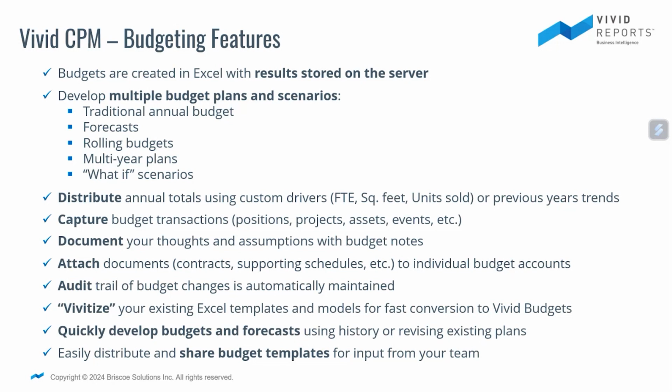And then, of course, we add additional features such as being able to forecast. A lot of companies don't forecast because it's so time-consuming. It's very labor-intensive to the finance team. With Vivid, it's seamless. So we can not only do your traditional annual budget, but you can do forecasts, rolling budgets, multi-year plans, etc. We have additional features to calculate your budget or spread it based on certain trends or certain calculations like FTEs, square feet.